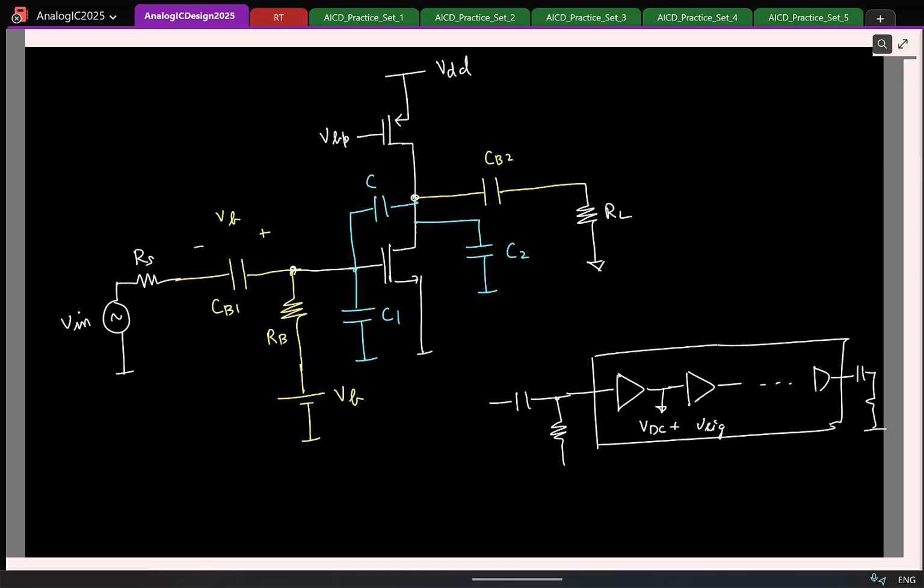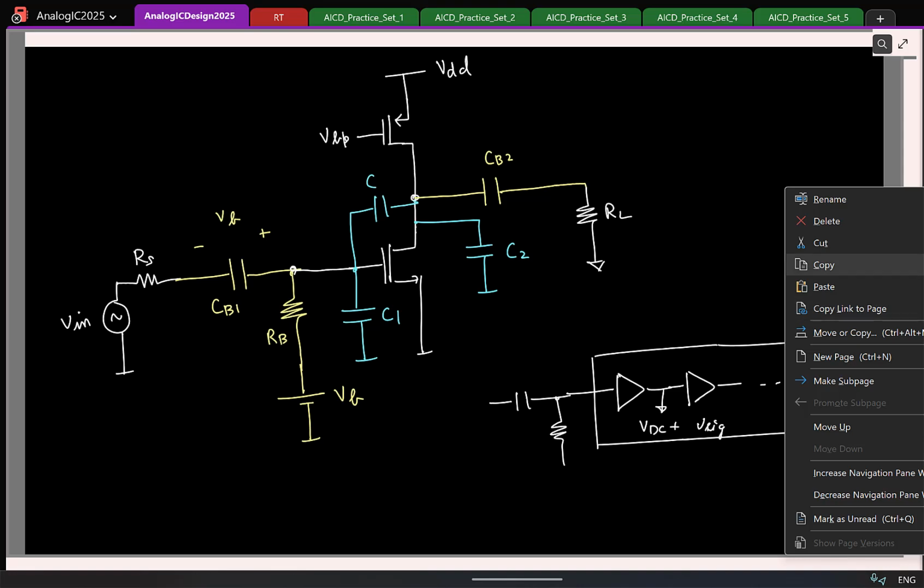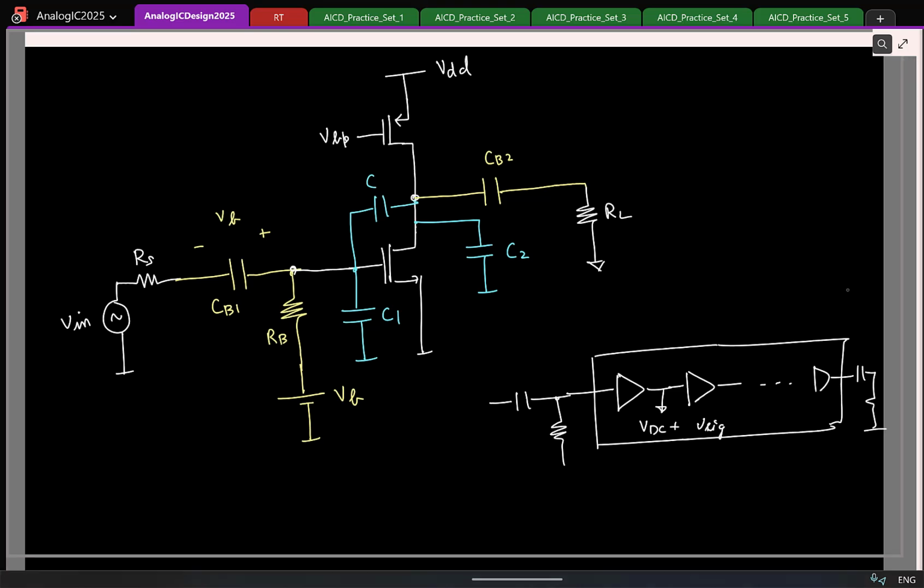Especially if you are working at low frequencies, the capacitance value you want to use might become really, really large. It is impractical. If you are looking at gigahertz frequencies, the capacitance required might not be so large. Okay, so the point I wanted to make is the following.